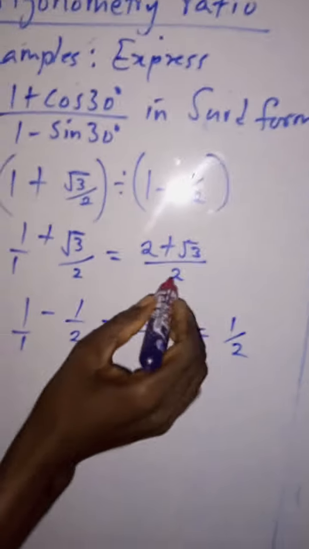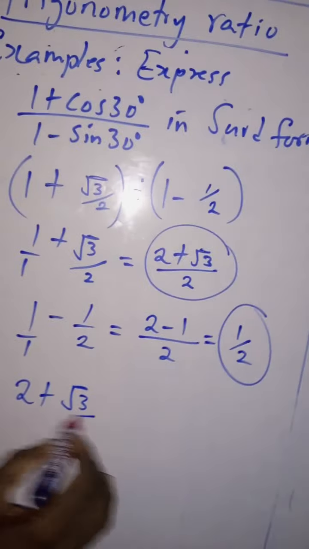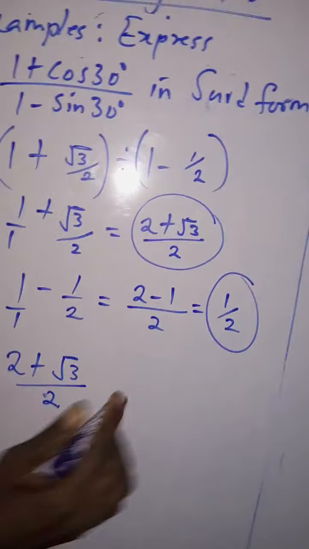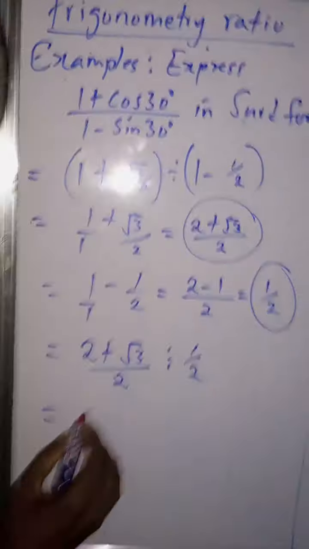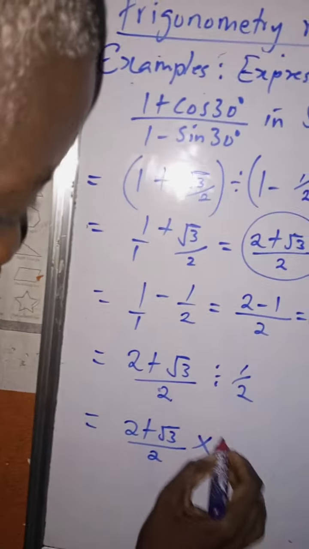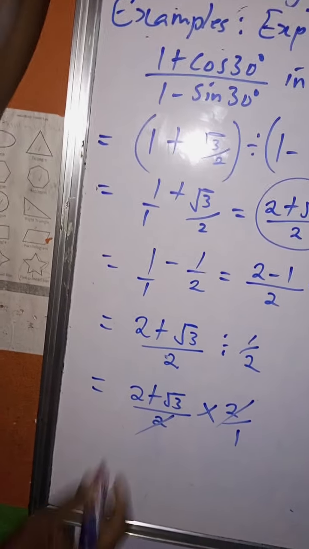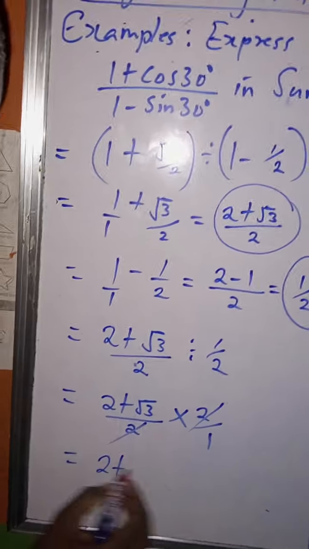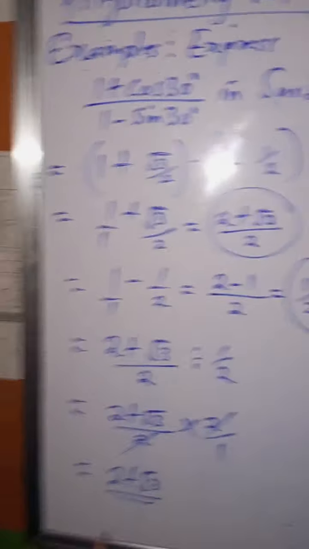So I'll now divide, since this one will come and stand in place of this, which will give me 2 plus root 3 over 2, divided by 1 over 2. So this one will give me 2 plus root 3 over 2 times the reciprocal, 2 over 1. So this can cancel this. And this will now be 2 plus root 3 as my answer.